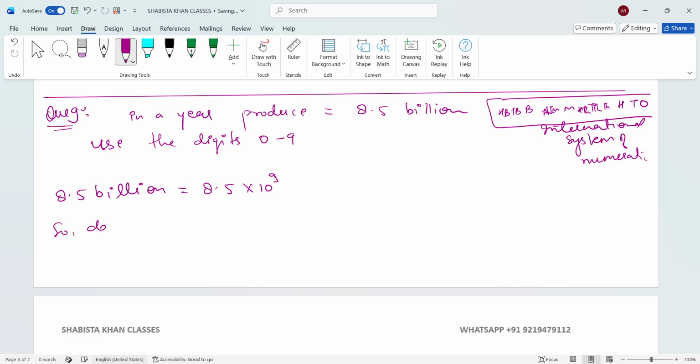So digits needed for 8.5 billion packets are, how many are these?